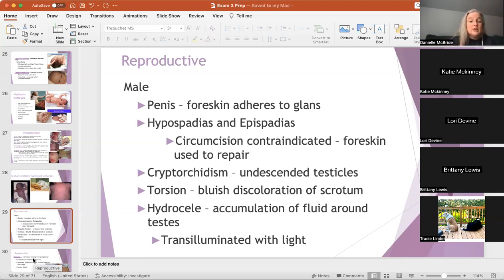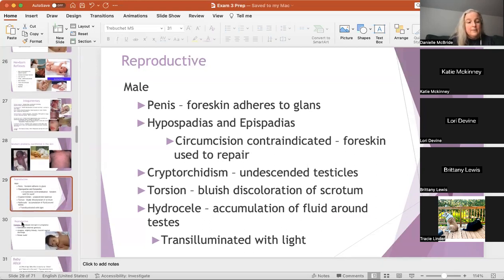In addition to looking at where the meatus is, we're also looking at the testicles. Not only do we want to know if the testicles have descended, we're looking for color. We're looking for if it looks full and taut. We can do a transillumination where we just put a light underneath. And if the testicles glow, that gives us an idea of a hydrocele, which means there's fluid accumulation in there. So these are all things that we're assessing with our little boys.